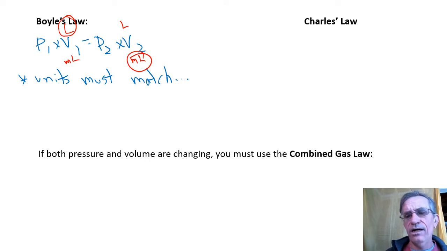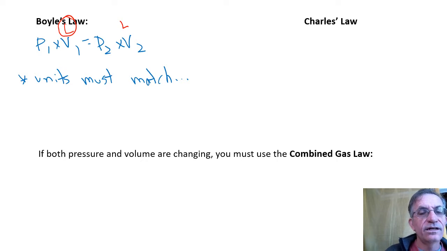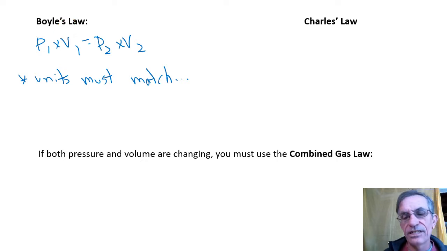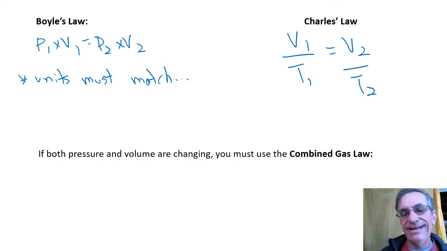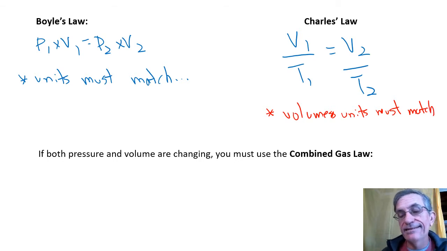All right, so let's move on to Charles's law. Charles's law was the one that had to do with what happens when you change the temperature. So it was V1 over T1 equals V2 over T2. Now, what are the rules for this one? Well, for this one, the volume units must match. Both volumes have to be in liters or milliliters. That's fine. They just have to be in the same unit.